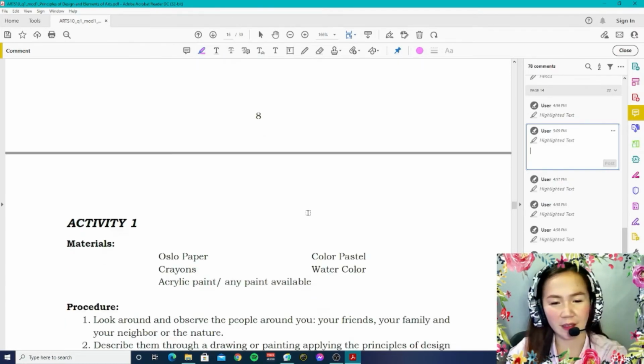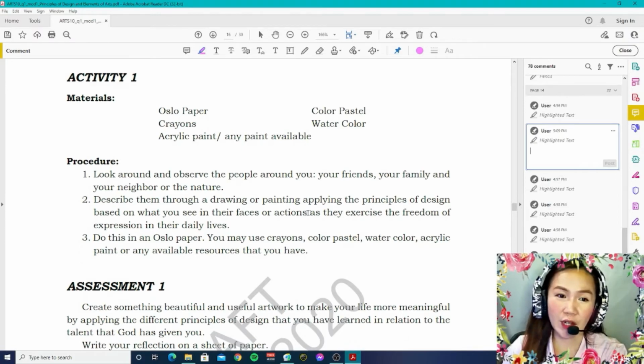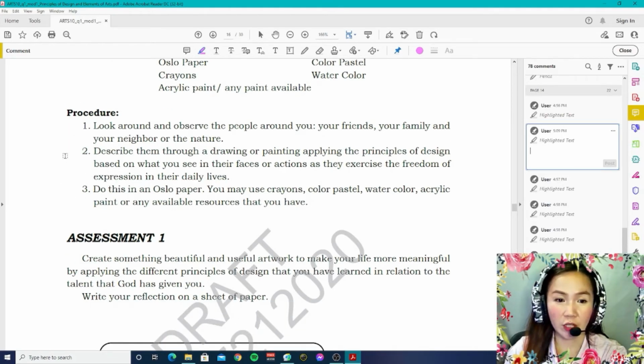Let's get it on. Okay, now for your activity number 1 here, you need to prepare the following materials. We have Oslo paper, crayons, acrylic paint or any paint available, color pastel, and watercolor. Now, for your procedure, look around and observe the people around you. Your friends, your family, and your neighbor or the nature.